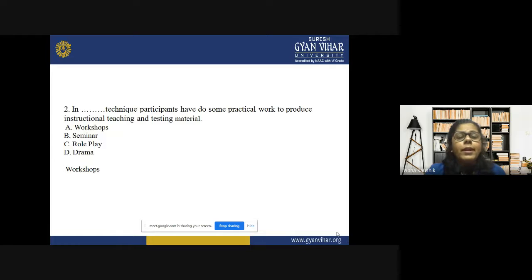The second one: in dash technique, participants have to do some practical work to produce instructional teaching and testing material. Now, this technique is where the participants have to do some practical work so that they can produce some instructional teaching and testing material after the completion of the workshop. Now the options are: A. Workshop, B. Seminar, C. Role play, or D. Drama. So the correct answer is option A, that is workshop.